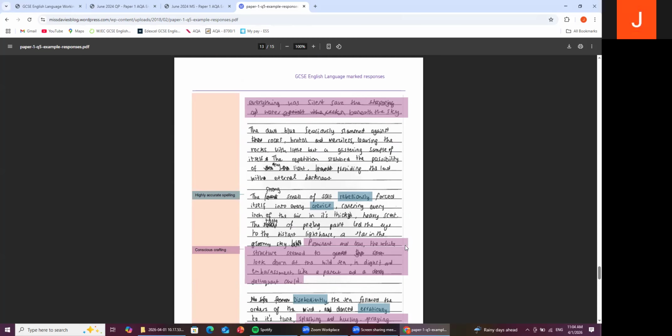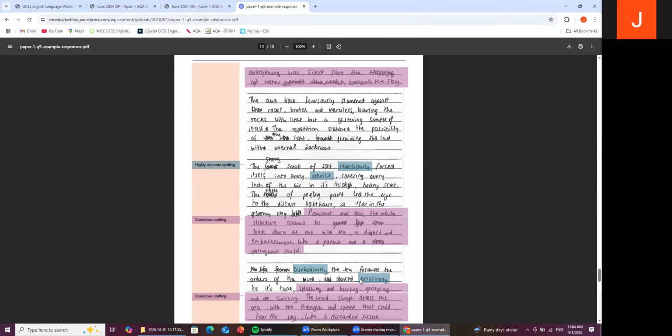"Prominent and tall, the white structure seemed to look down at the wild sea in disgust and embarrassment, like a parent of a delinquent child." So really, really interesting description there. It's not just saying there were cliffs above the sea. It's like, well, yeah, okay. But it's really bringing that description to life. That is really nice. So that is the kind of description we'd be looking for at the top level.